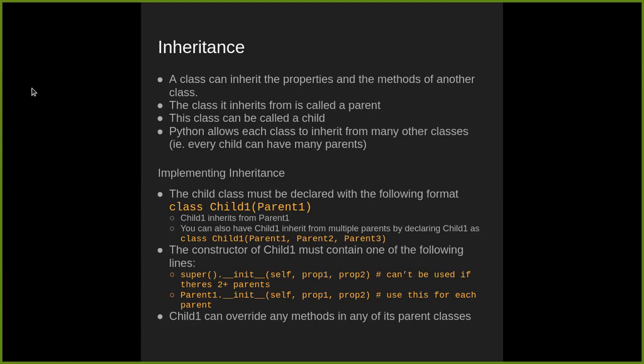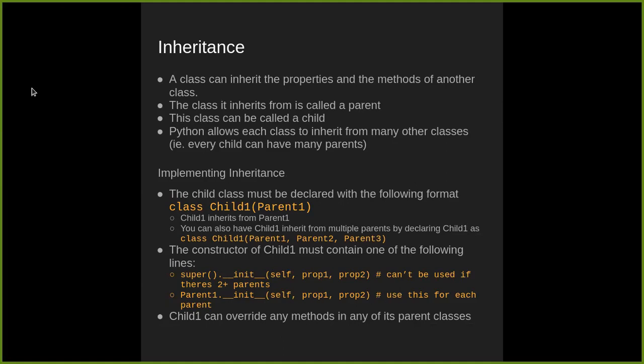So a class can inherit the properties and the methods of another class. The class it inherits from is called a parent, and this class can be called a child. Python allows each class to inherit from many other classes. In other words, every child can have many parents.